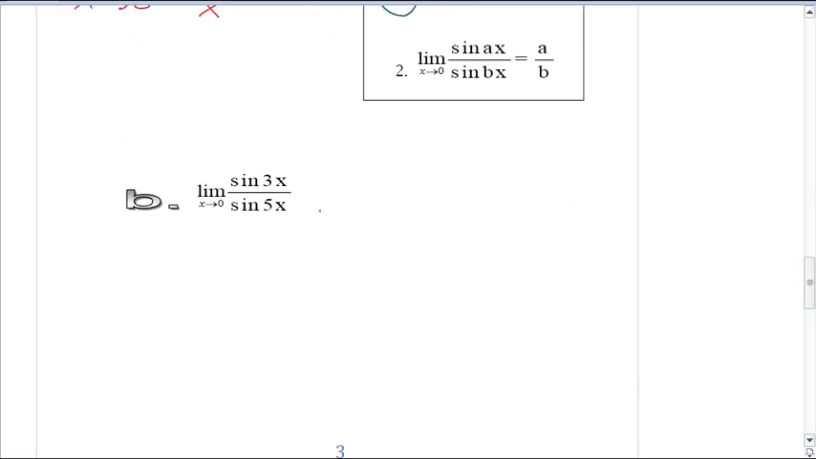We also have a theorem for this one. It's right here, number 2. And if I look at this, because I have x approaching 0 and it's sine 3x over sine 5x, it's just simply a over b, which is 3/5. Pretty easy.